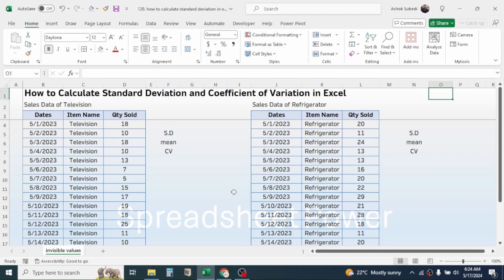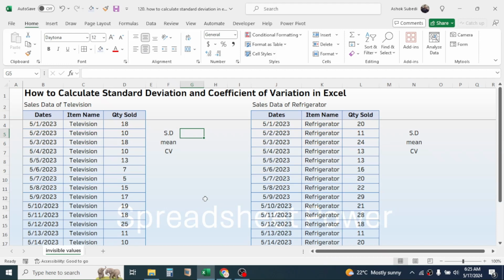First of all, let's look into the standard deviation. As I already told you, the standard deviation calculates the degree of variability in the data. It is the difference of the data from its mean value. So here to calculate the standard deviation, we have two functions in Excel. One is standard deviation for population and the other is standard deviation for the sample.